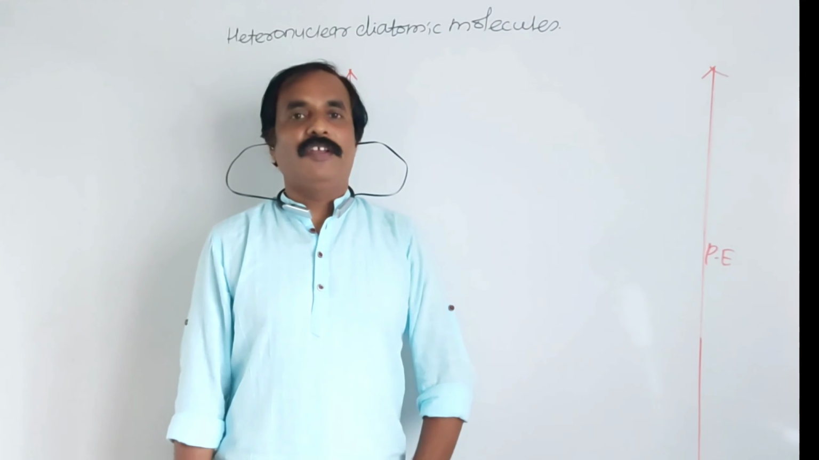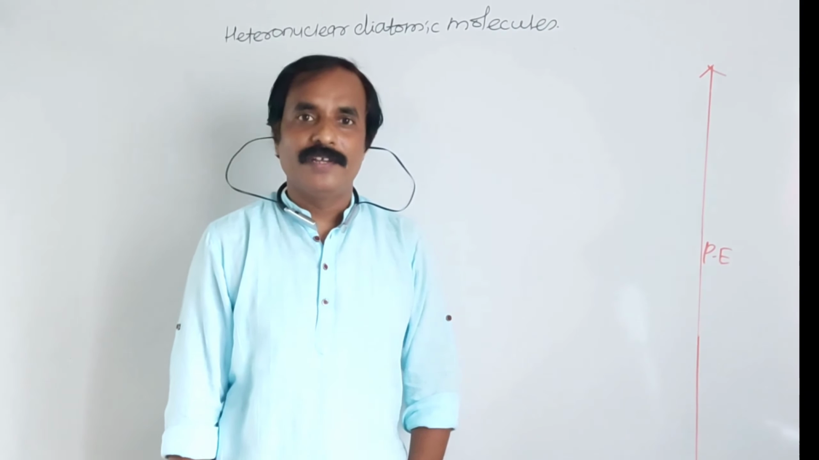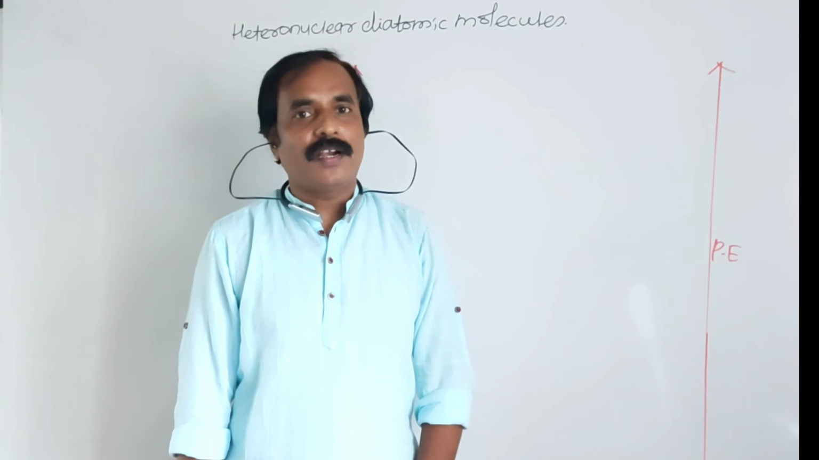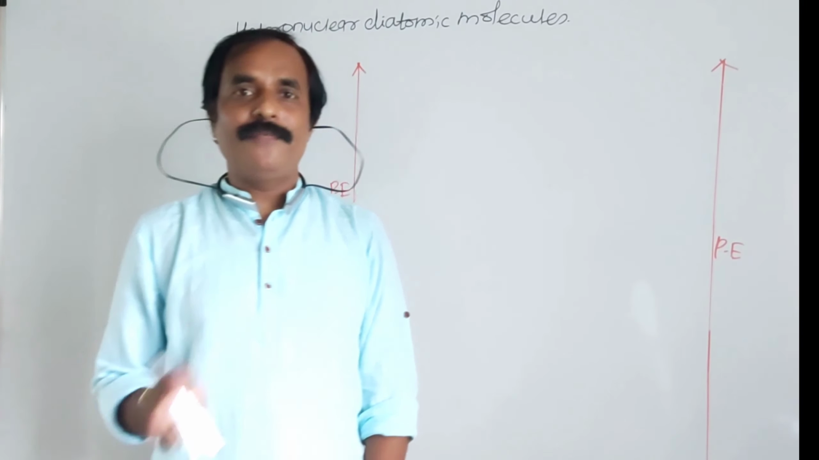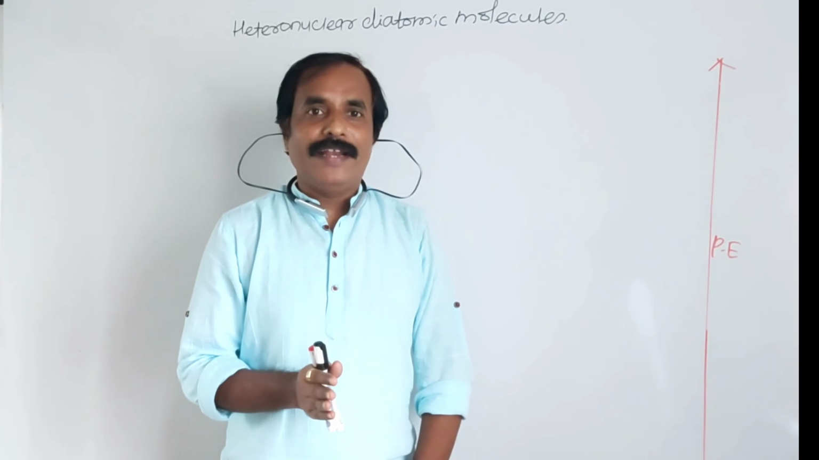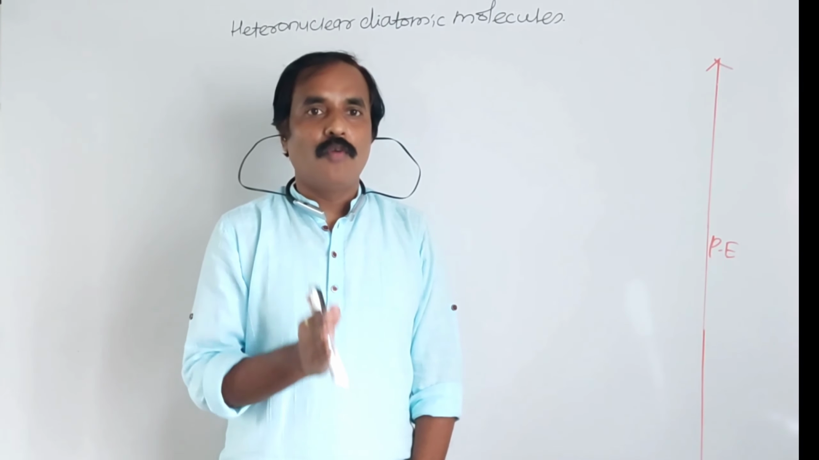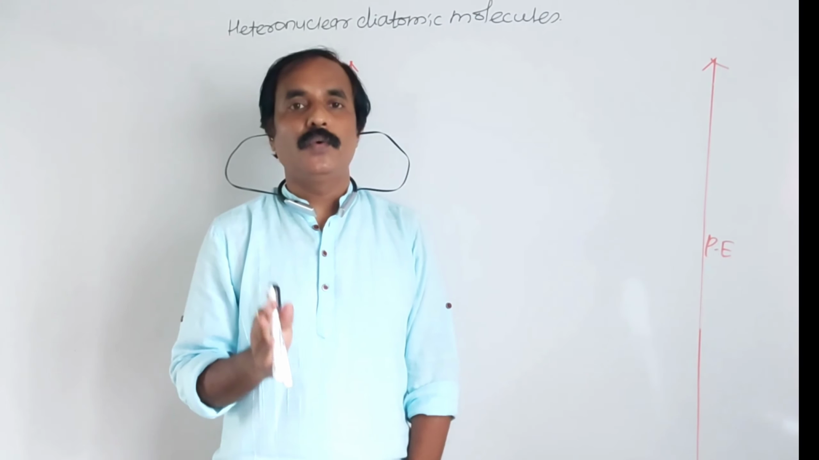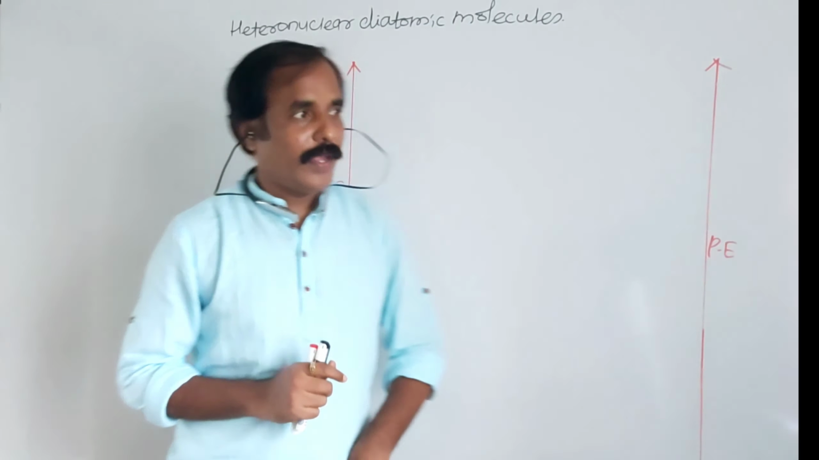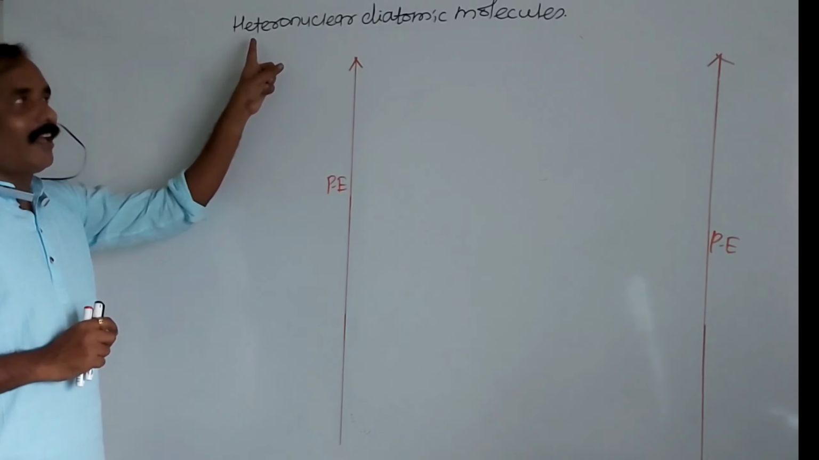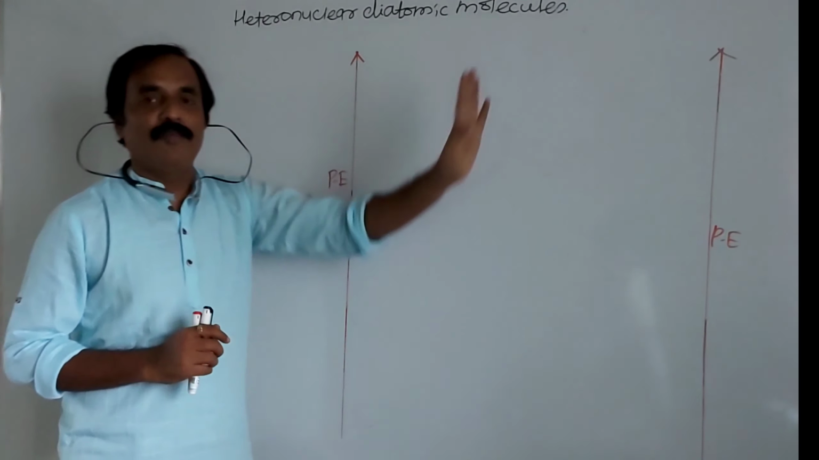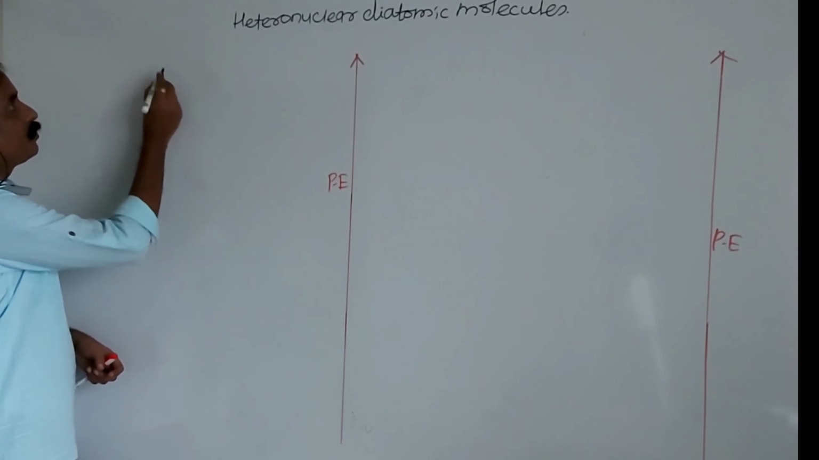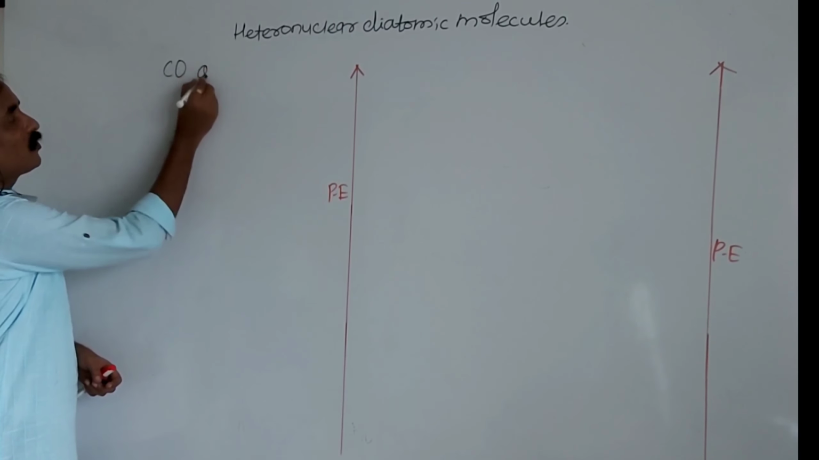In this segment of molecular orbital theory, today we will see molecular energy level diagrams for heteronuclear diatomic molecules. In the previous lecture we have seen molecular energy level diagrams for homonuclear diatomic molecules like H2, B2, C2, N2, O2, etc. So today, molecular energy level diagrams for heteronuclear diatomic molecules. I will take two examples: carbon monoxide and nitric oxide.